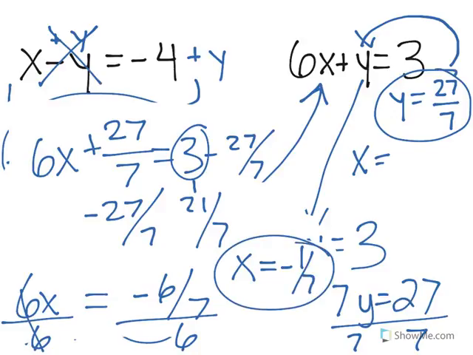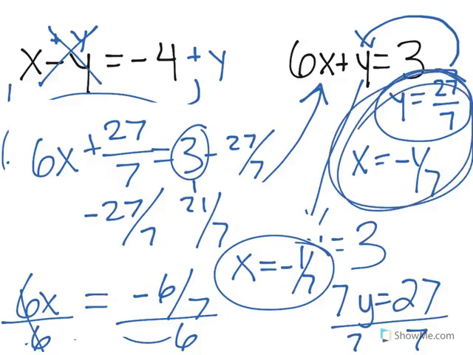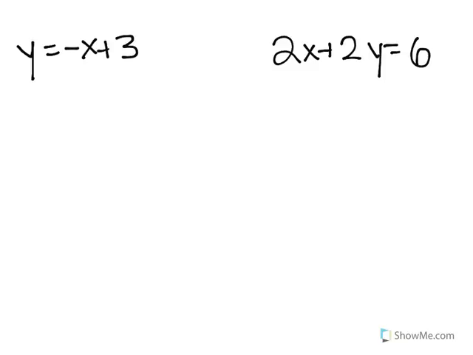So this is our point. Our point of intersection is x is equal to -1 over 7, and y is equal to 27 over 7. Something I want to mention is that it doesn't matter which of the equations you plug the 27 over 7 into for y. You would get the exact same result for x, always, if you have only one solution, of course. So now let's look at another example.